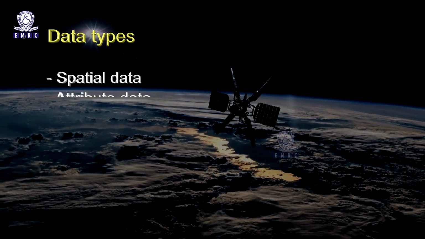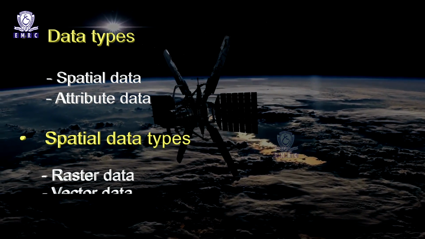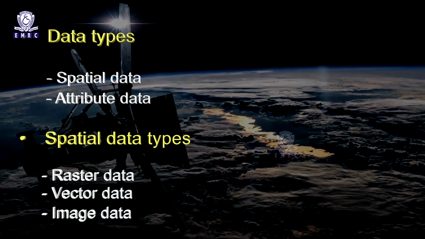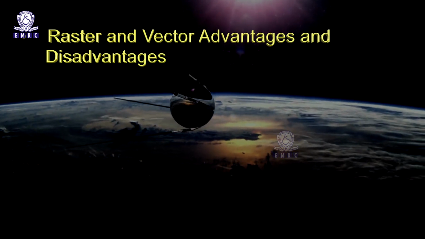Objectives. In this chapter, we will understand the following: data types, spatial data, attribute data. Spatial data types: raster data, vector data, image data. Raster and vector advantages and disadvantages.